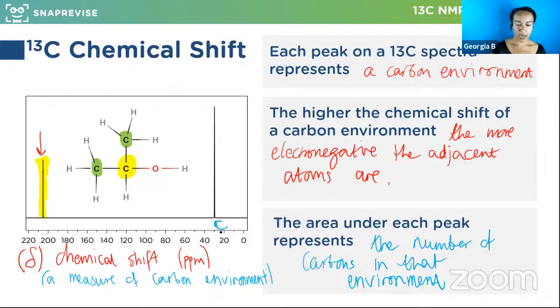But yes, you're confused about the last part, about the fact that the area under each peak represents the number of carbons. Is that the bit you're confused about, Jalaj?